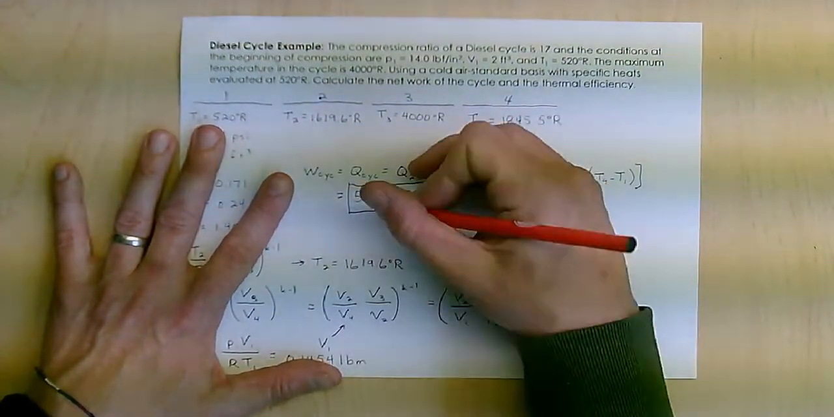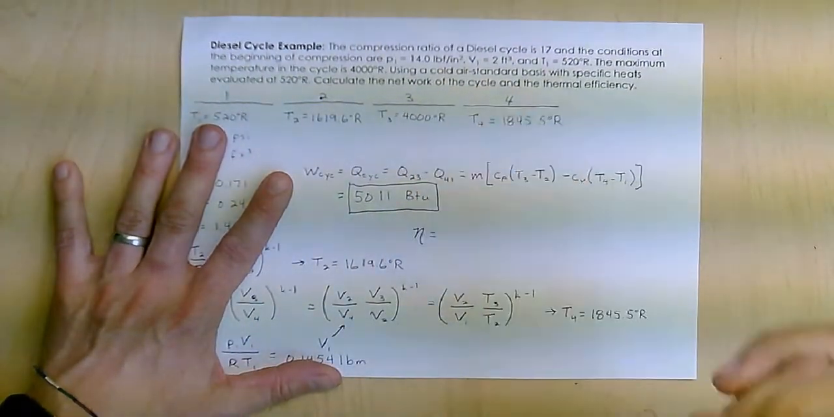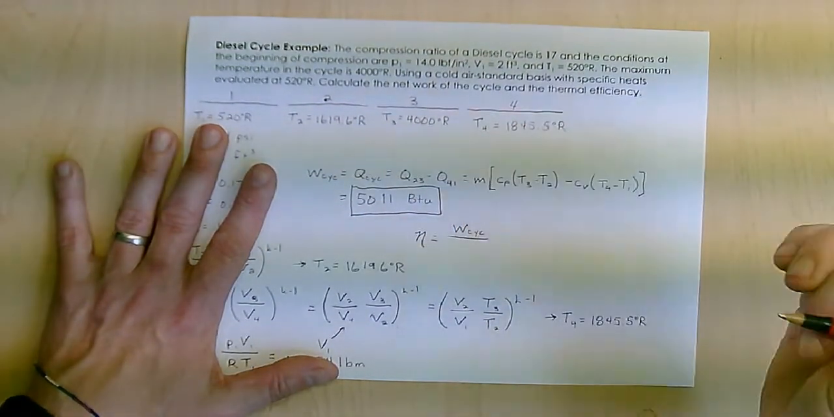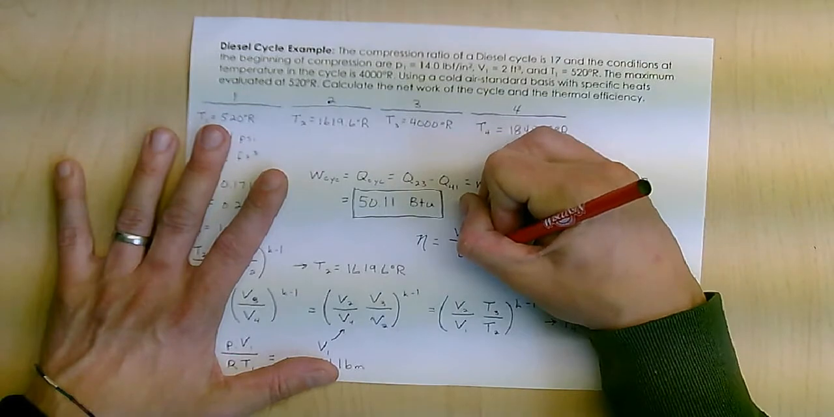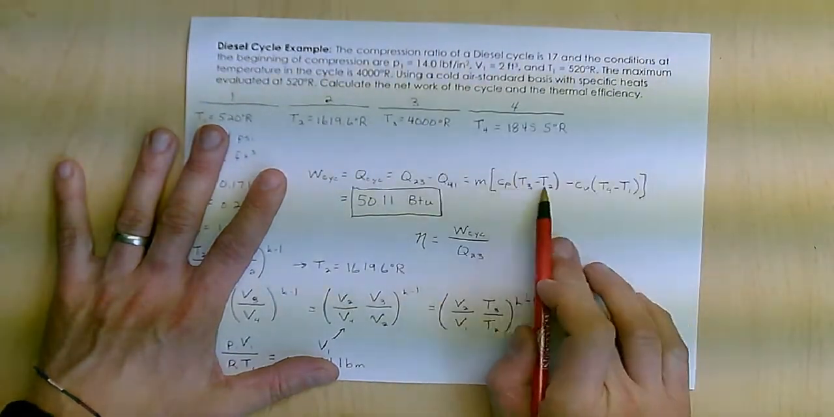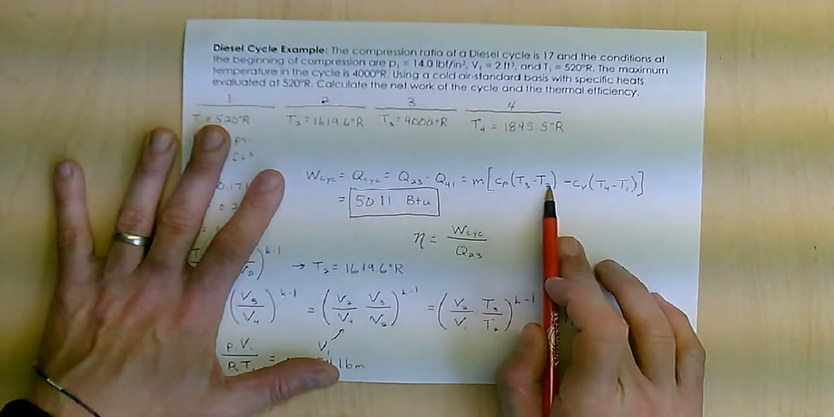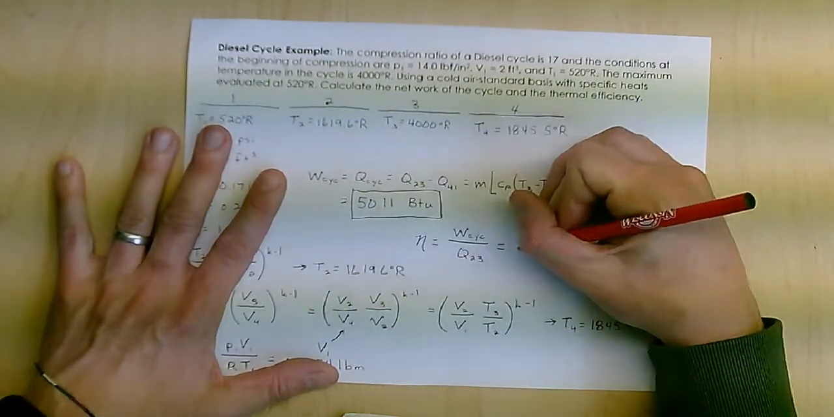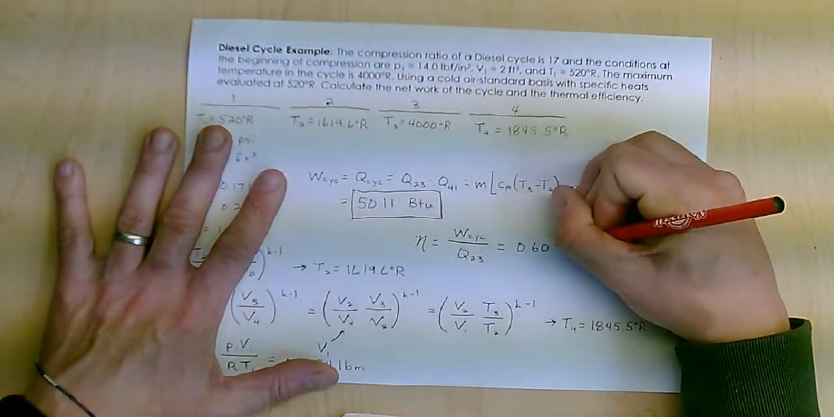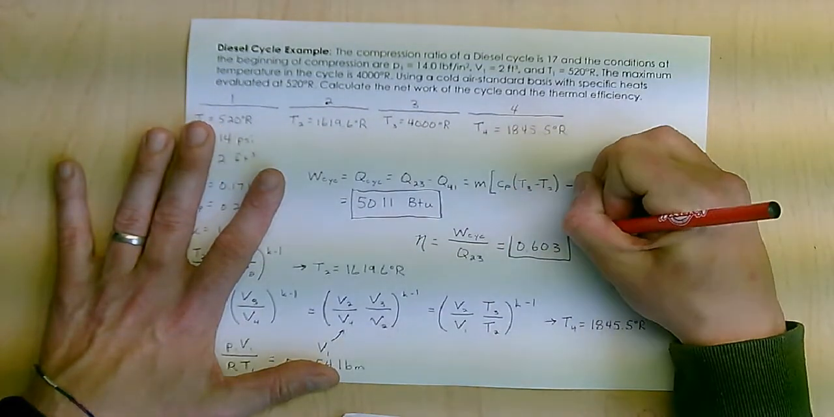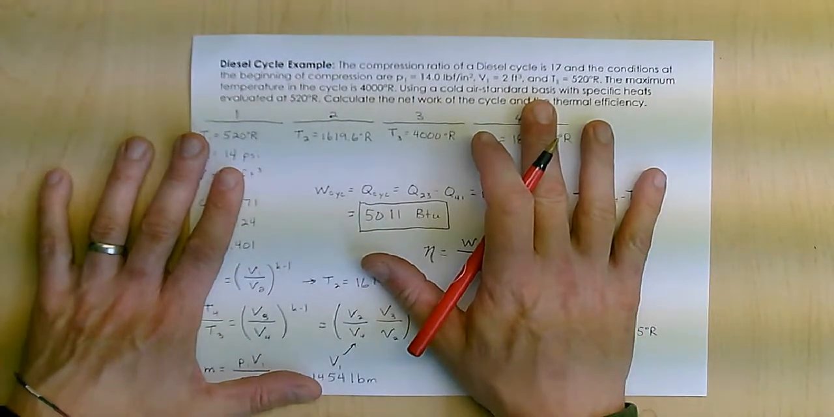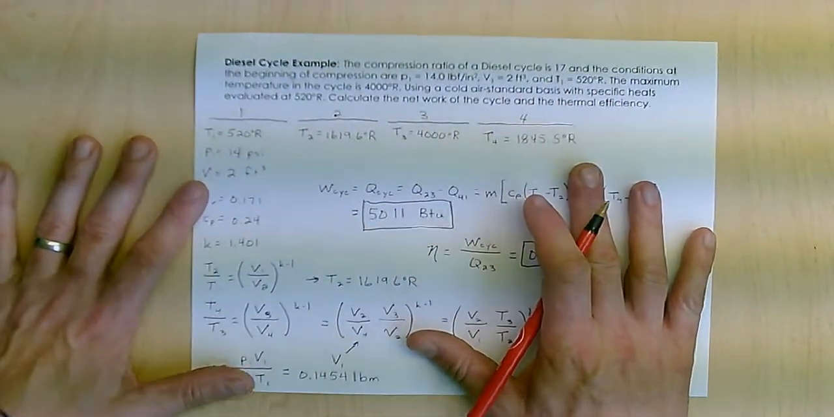Now that I have the work of the cycle, I can find the efficiency, which again is that work of the cycle over Q2 to 3, which is CP delta T. So I just throw that in there, and I can find that the efficiency is actually 60.3%. Okay, so again, this uses the very poor assumption that specific heat is constant.